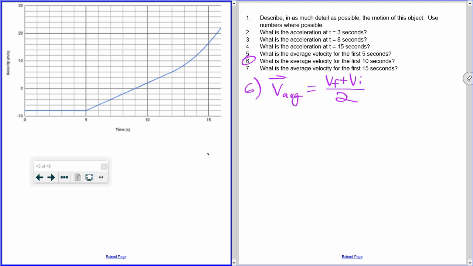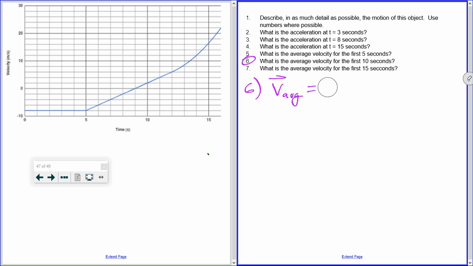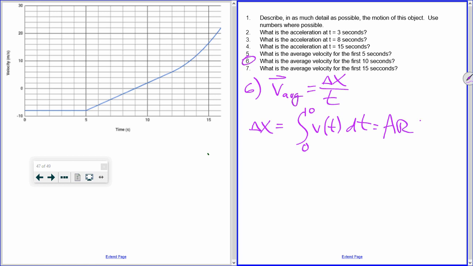The only way you can calculate average velocity when your acceleration is not constant is to use the definition, displacement over time. So how do I find the displacement? Well, remember, displacement is a definite integral of velocity with respect to time, and I want it for the first 10 seconds. So this is the area under the curve. Remember, integral represents area.